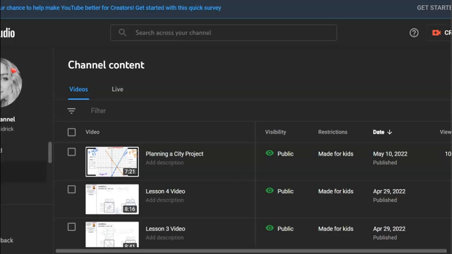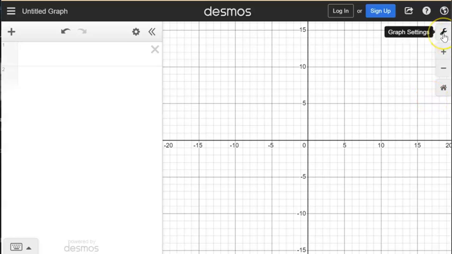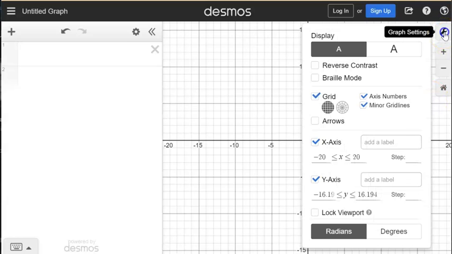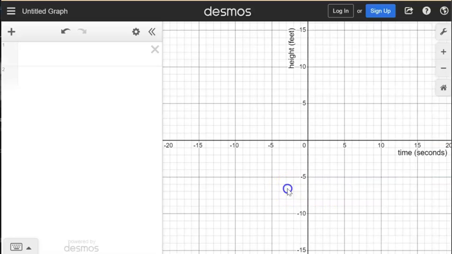So now when we get to Desmos, we want to label our axes. So we're going to hit this wrench graph setting. We're going to go to our x-axis, add a label, and that is time. And I'm even going to go a little step further, and in parentheses, I'm going to put seconds. So remember that that represents seconds. And my y-axis is height, and in parentheses, I'm going to put feet. So remember it's height in feet.